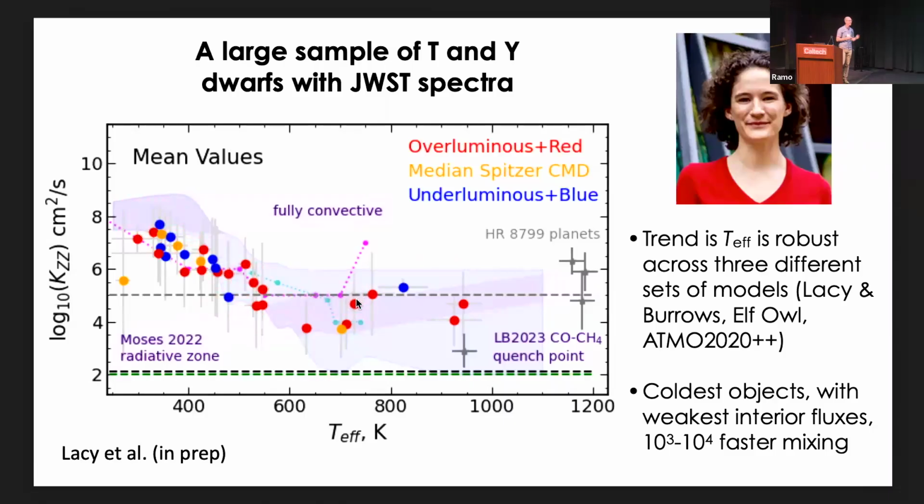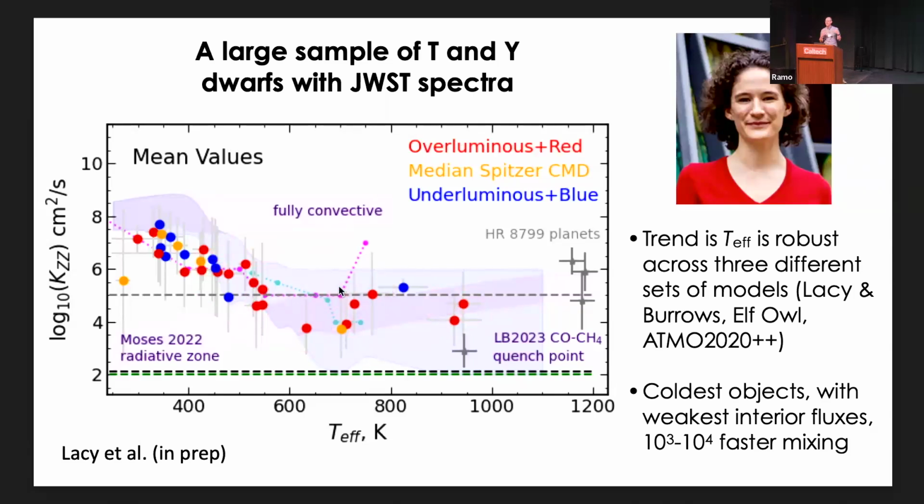suggesting, at least to me and to Brianna, the leader of this work, that we really are seeing this deep radiative zone deep in the atmosphere. The convection, the chemical conversion, the quench level is happening down in this radiative region. And so we're seeing very little mixing up into the atmosphere across a pretty wide range of these Y and T dwarf objects.